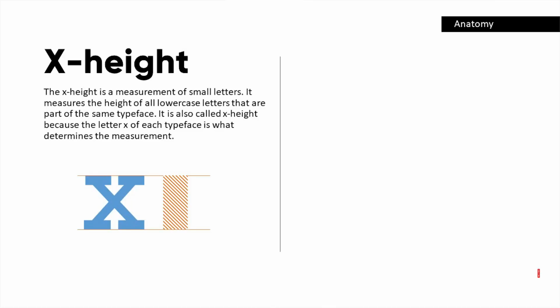What is x-height? The x-height is the measurement of small letters. It measures the height of lowercase letters that are part of the same typeface. It is also called x-height because the letter x of each typeface is what determines the measurement.